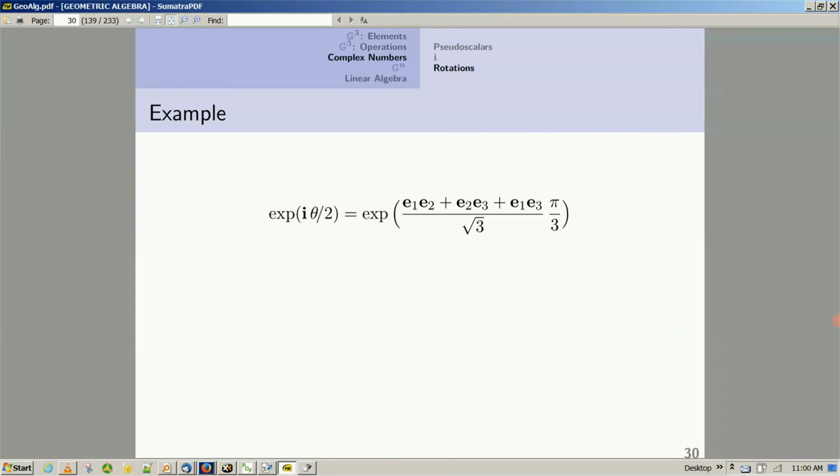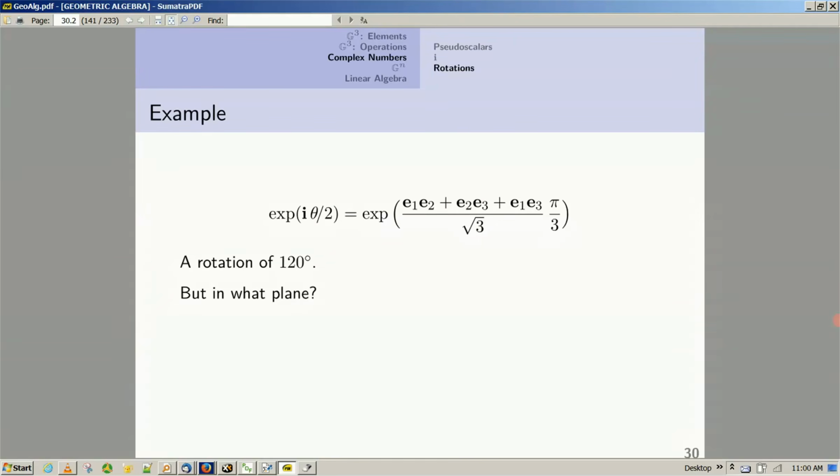The screen shows the result of the calculation from the last slide. What rotation does the right side represent? Well, pi over 3 is 60 degrees, so we have here a rotation of 120 degrees. But in what plane? Well, we have the plane. Its pseudoscalar is e1 e2 plus e2 e3 plus e1 e3. But it's pretty hard to see what that means geometrically. It's easier to look at the axis of rotation.